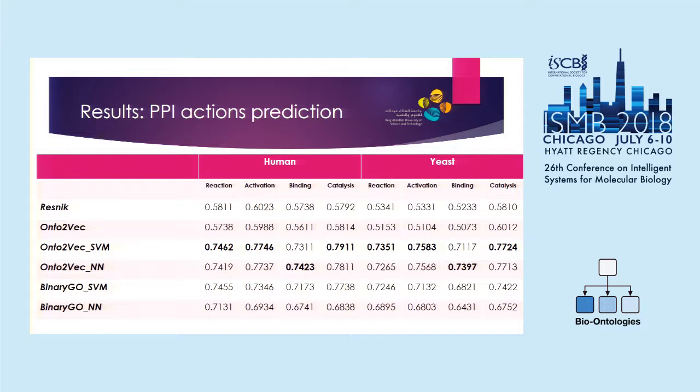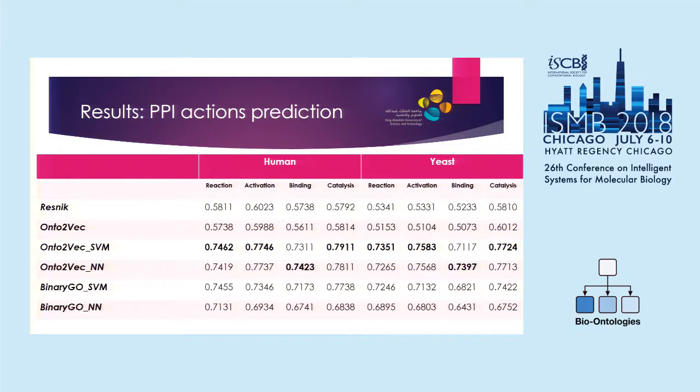So the first thing we can see from these results is that Resnik's semantic measure cannot tell you what kind of interaction two proteins are having. It performs almost the same as a random classifier. While our method, especially when trained with SVM and neural network, can to some extent tell you what kind of interaction two proteins are having, which is something that cannot be obtained with a normal semantic similarity measure.